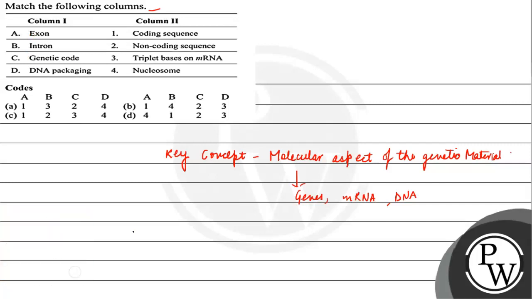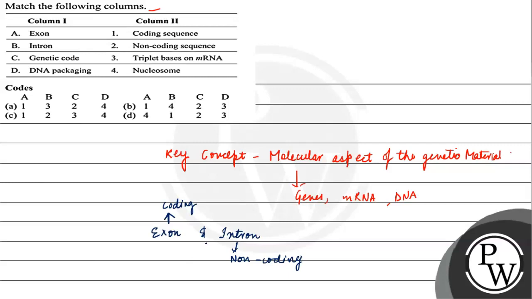We are well aware of the fact that exon and intron both are the part of hnRNA. This is the coding sequence or coding region, and this is the non-coding region, and later on it is spliced out.